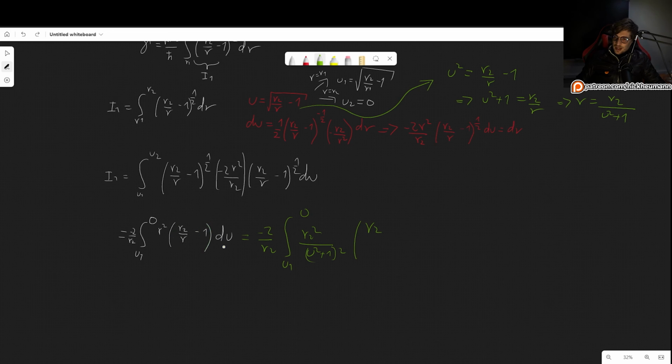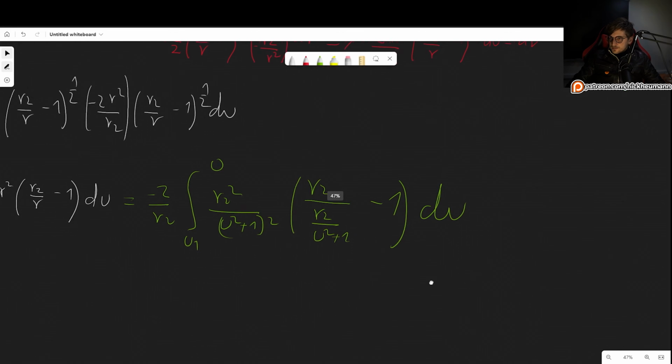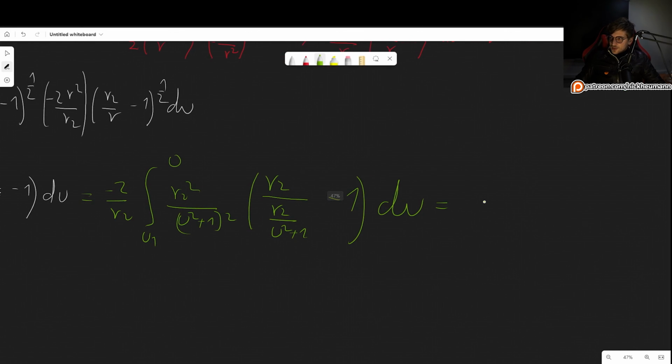Actually, no, I was thinking about maybe applying a common denominator here, but I think I'm going to leave it as is and see how easy this is. So r here is r2 divided by u squared plus 1 minus 1 and then du. Okay, so let's see, how can we simplify this?